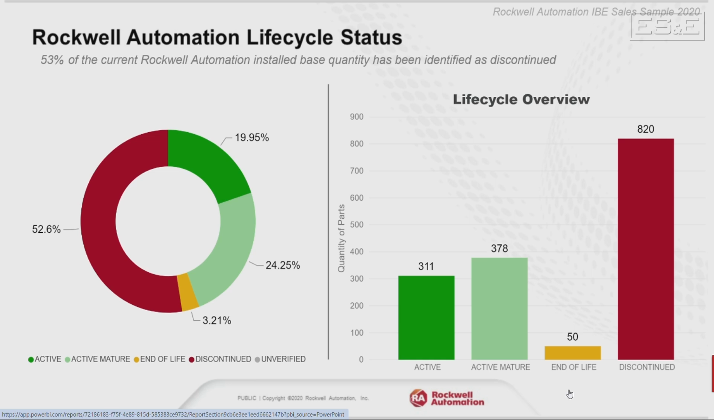If you have 820 parts that are discontinued and the graph kind of looks like this, then we definitely need to be looking at upgrading, migrating, and using this data to start planning, right? So when we do these, we come out and we read this information out. We go through it with you.